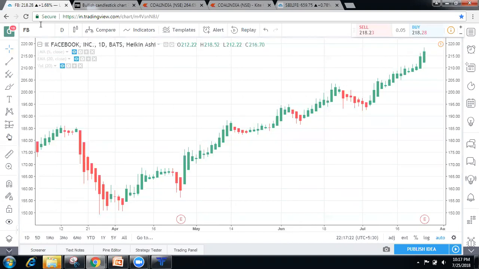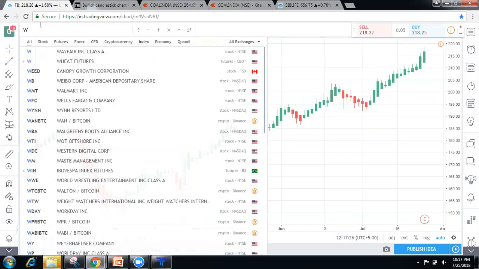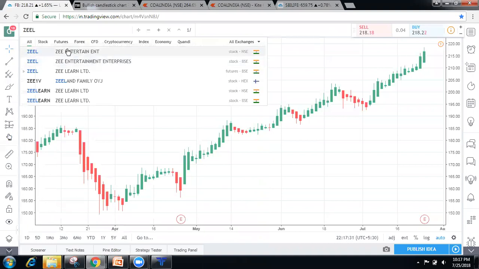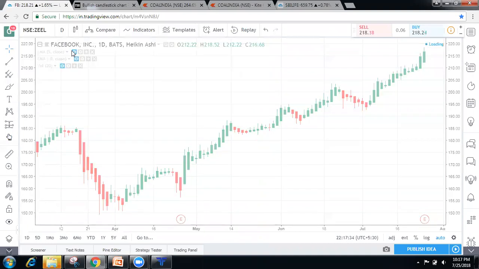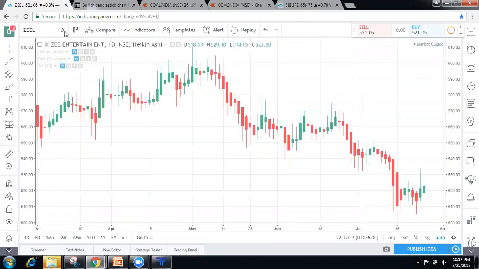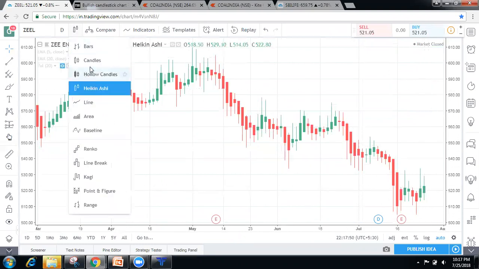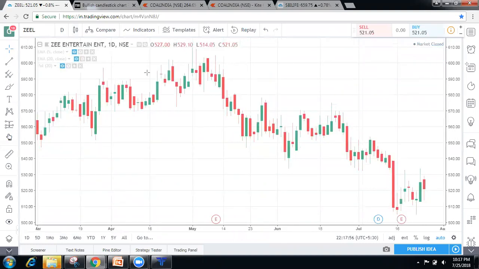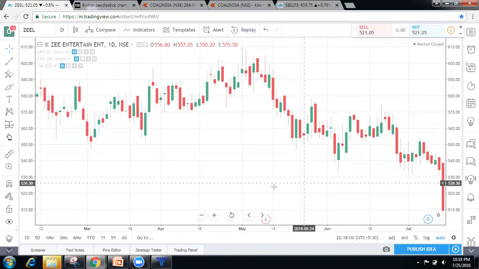Now we will move to our stocks. We will take any stock, starting with Z Limited. We will take Z Enterprise. Now Z Enterprise, I think today was the result, or tomorrow maybe the result is coming. So I will change it to candlesticks, and we will see what is happening in the candlesticks.